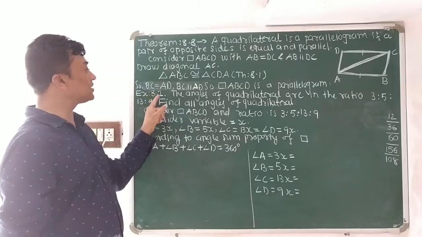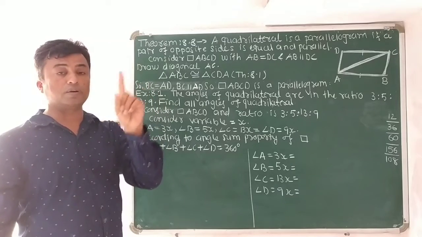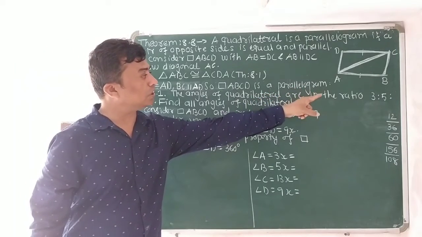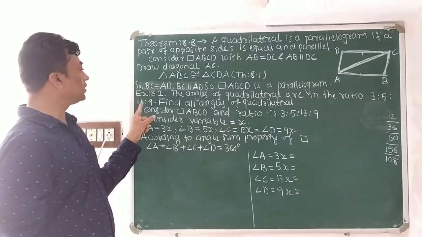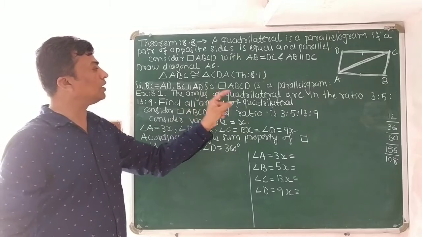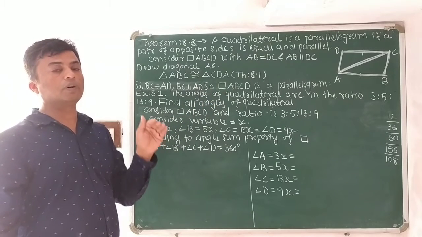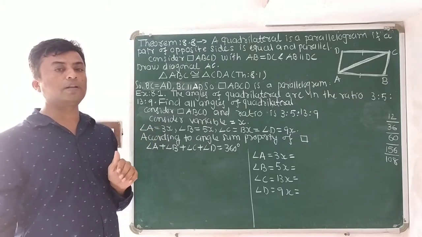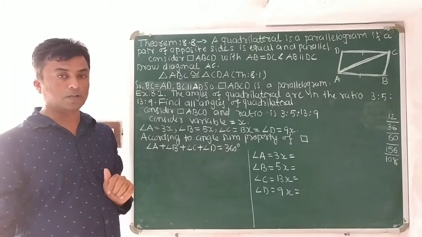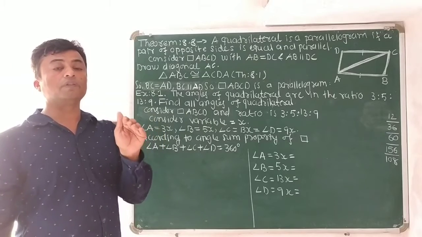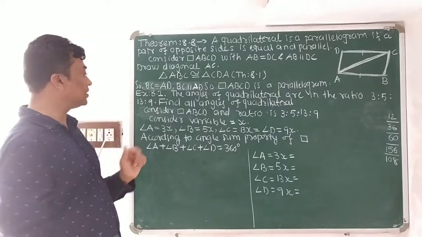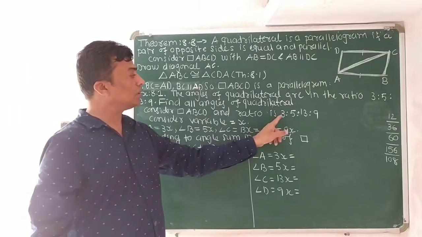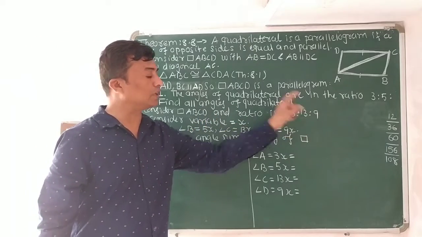Now we will discuss exercise 8.1 question number 1. The angles of a quadrilateral are in the ratio 3:5:13:9. Find all angles of the quadrilateral. Here a quadrilateral's angle ratio is given to us and we have to identify each angle. For that, we will consider quadrilateral ABCD with the angle ratio 3:5:13:9.